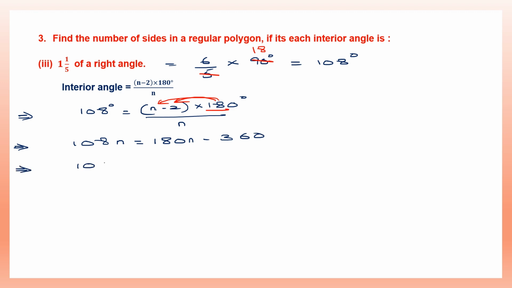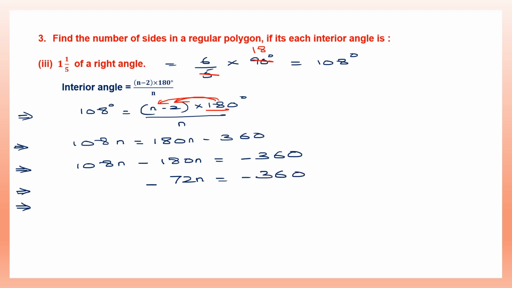So 108n minus 180n is equal to minus 360. So here we're going to minus 180 and 108. Signs are different. This is plus, this is minus. So our answer will have a minus sign. Now subtract 180 minus 108, and that is 72. So 72n is minus 360.